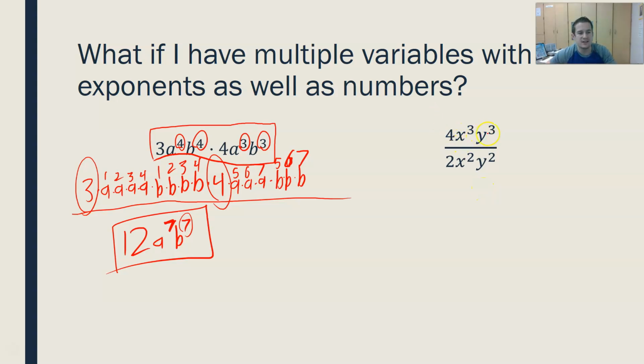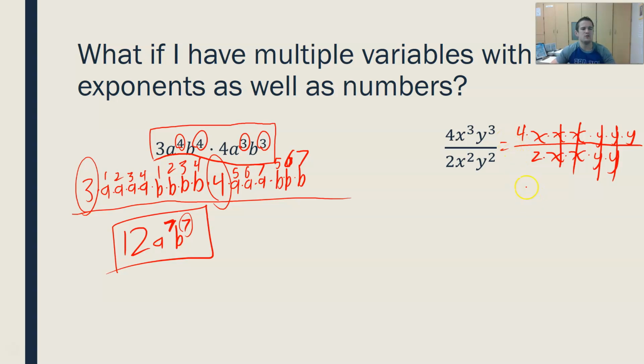Okay, what about 4x to the third y to the third over 2x squared y squared? Well, that's really 4 times x times x times x times y times y times y. And on the bottom I have 2 times x times x times y times y. Well, I can see right here that a pair of x's are going to cancel out, a pair of y's are going to cancel out, and 4 divided by 2, can that be simplified at all?